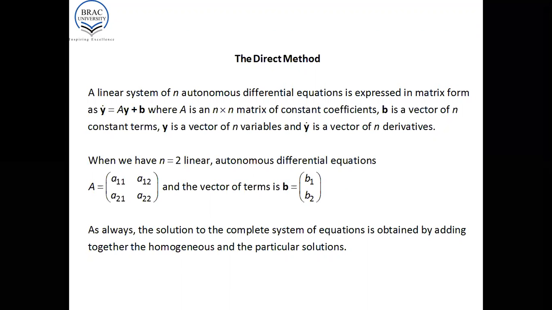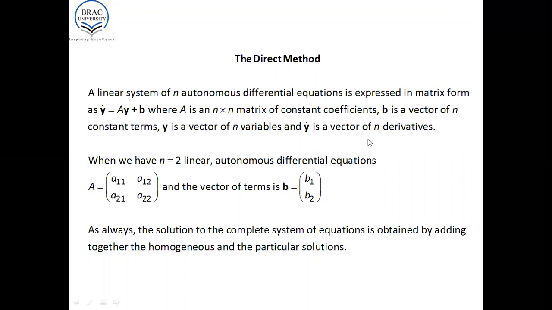So a linear system of n autonomous differential equations is expressed in matrix form as y dot is equal to Ay plus b, where A is an n by n matrix of constant coefficients, b is a vector of n constant terms, y is a vector of n variables, and y dot is a vector of n derivatives. So all the vector terms are in bold.